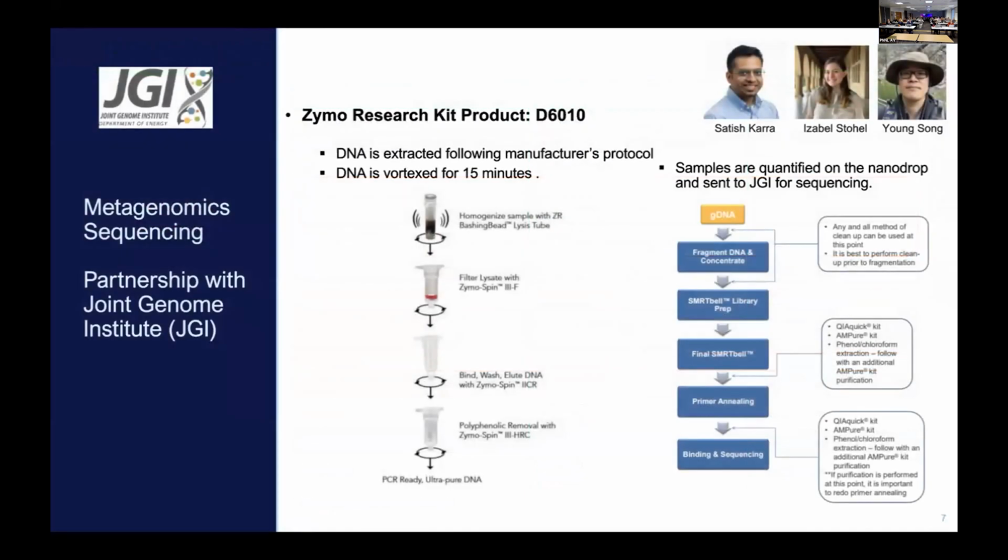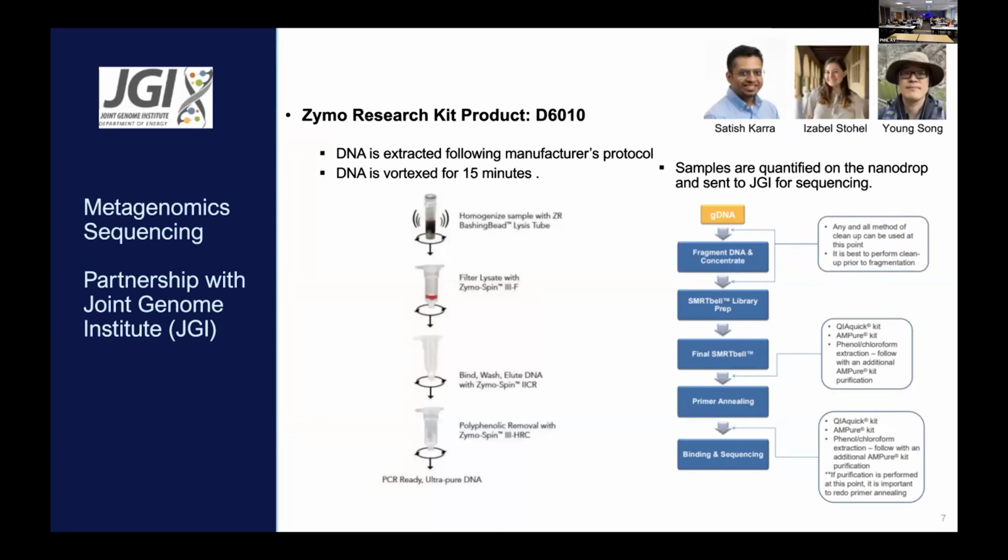First is the metagenomic sequencing, in partnership with the Joint Genome Institute, JGI, to conduct this analysis. But we do the DNA extraction in-house here at EMSL. Isabel is leading that effort. Here we use a Zymo Research kit to do the extraction and follow their manufacturer protocol step by step. Once we have the DNA extracted, we quantify on NanoDrop first. Once the quality has passed, we pass those samples to JGI for sequencing.